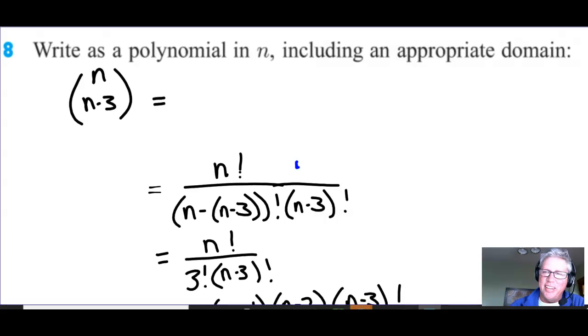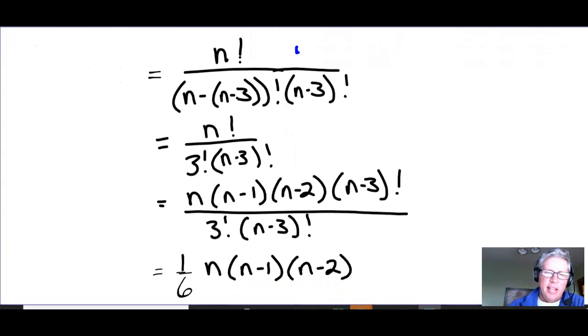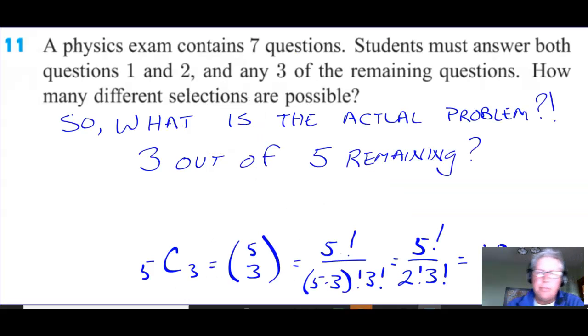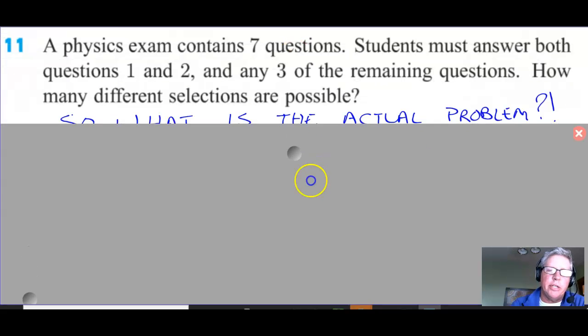Oh, that is just funny. n minus n, of course, the negative becomes 3 factorial. We can rewrite this as n times n minus 1, n minus 2, all the way down to n minus 3 factorial. That's going to cancel that. 3 factorial is 6, so we get 1/6 n, n minus 1, n minus 2. We could multiply that out and get a third degree polynomial. Not interested. All right. These are the type of problems you're going to run into tonight. Let's not give away too much.